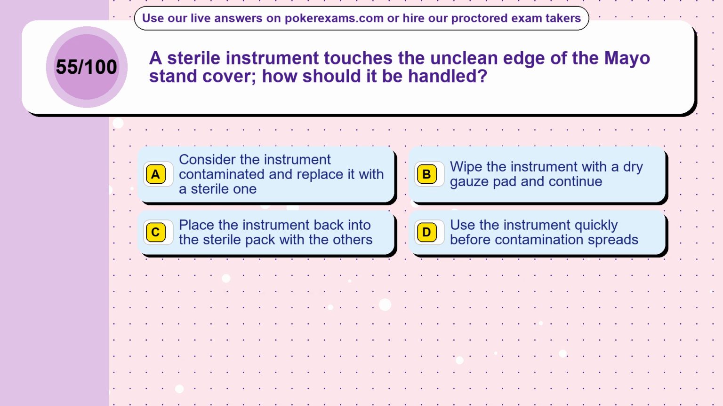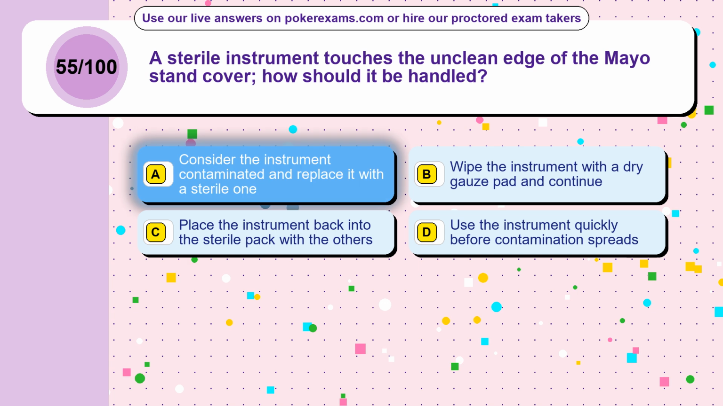Question 55. A sterile instrument touches the unclean edge of the Mayo stand cover. How should it be handled? Option A. Consider the instrument contaminated and replace it with a sterile one. Option B. Wipe the instrument with a dry gauze pad and continue. Option C. Place the instrument back into the sterile pack with the others. Option D. Use the instrument quickly before contamination spreads.